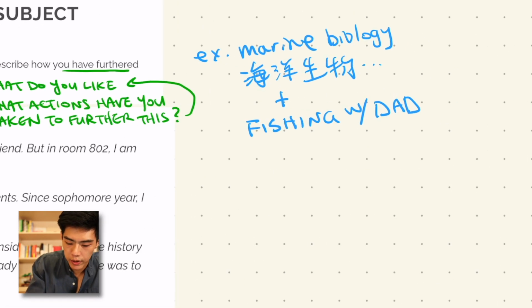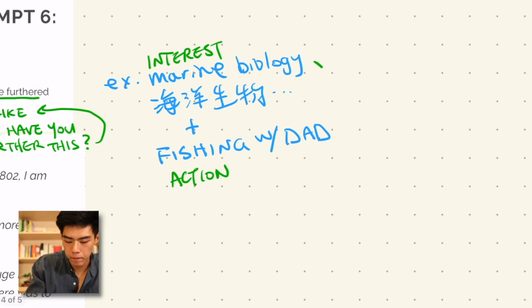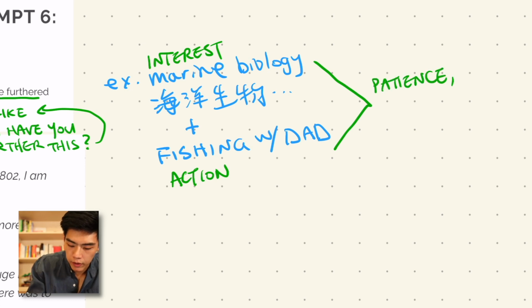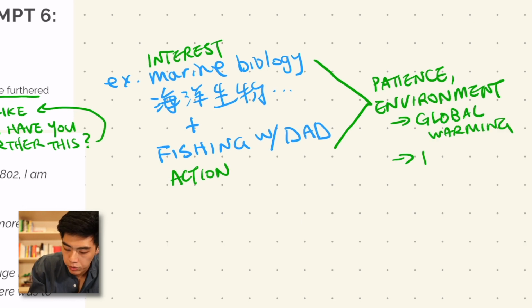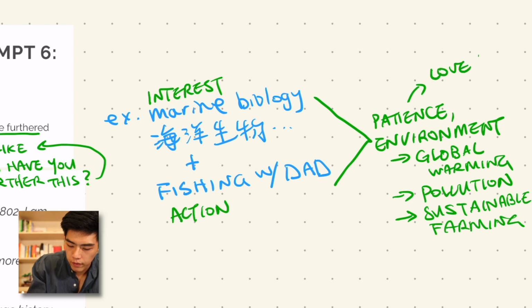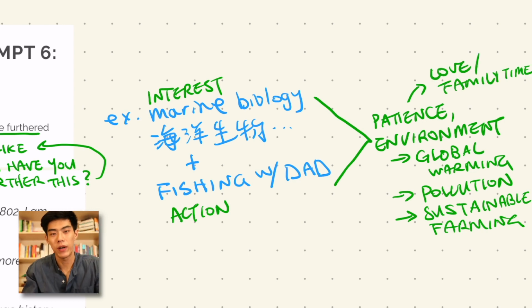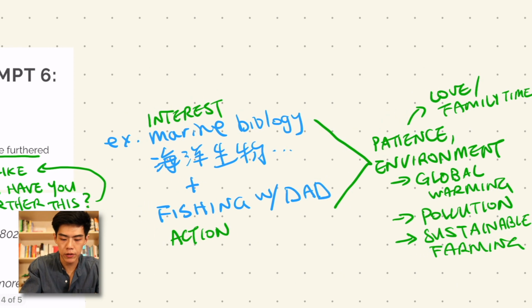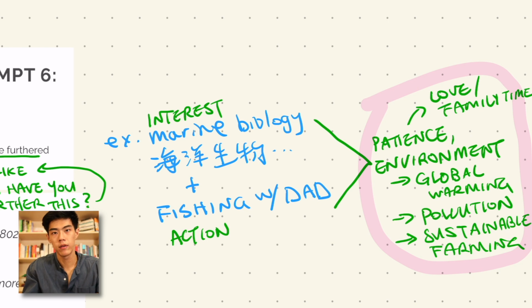And then from this interest, what do I get? I learn patience. I learn about the environment. Maybe on the fishing trip, I learn about global warming, climate change. I learn about pollution. I learn about sustainable farming. Or I learn love and family time. 所以 as you can see, right, very quickly, 你就可以拿你的 interest 然后再加上你的 action，然后从里面 tell us about what you care about, right?